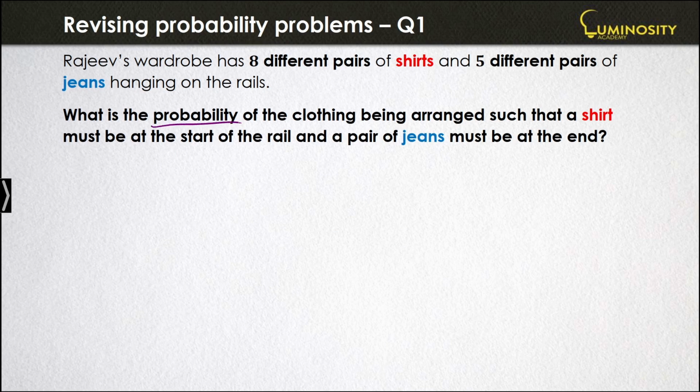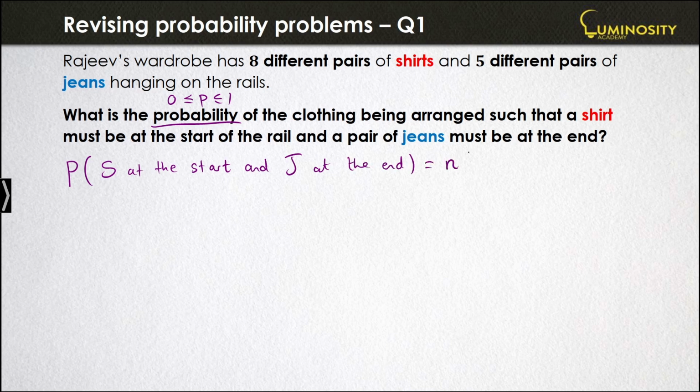Lastly, what is the probability? So probability, remember, is a value between 0 and 1 inclusive, of the clothing being arranged such that a shirt must be at the start of the rail and a pair of jeans must be at the end. So we're looking for the probability where it must be S at the start, so a shirt at the start, and jeans at the end. So how do I work out this probability? Well, it's the number of ways that I can do this, if I call that star, the number of ways that star can happen divided by the total number of ways we can arrange those objects in any given order.